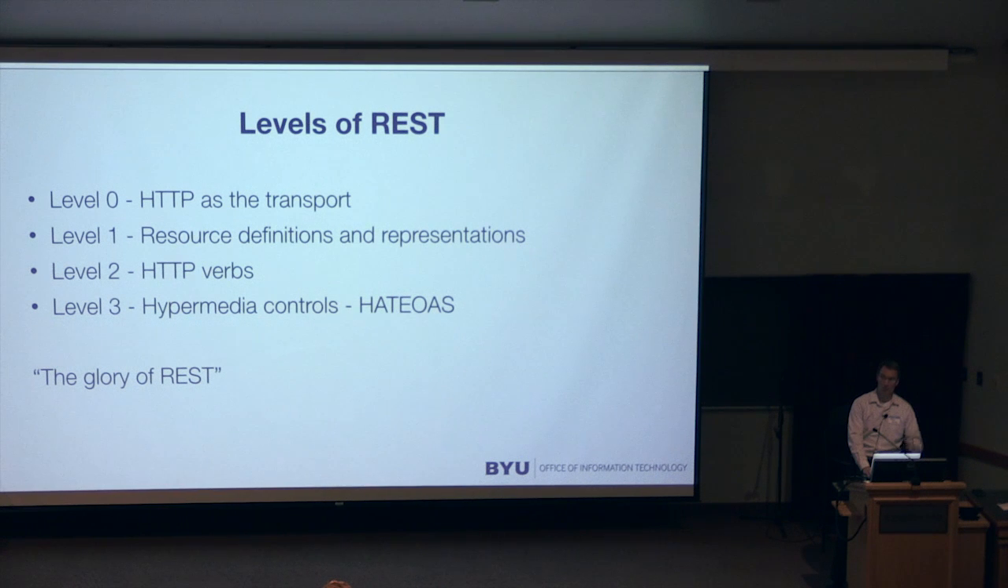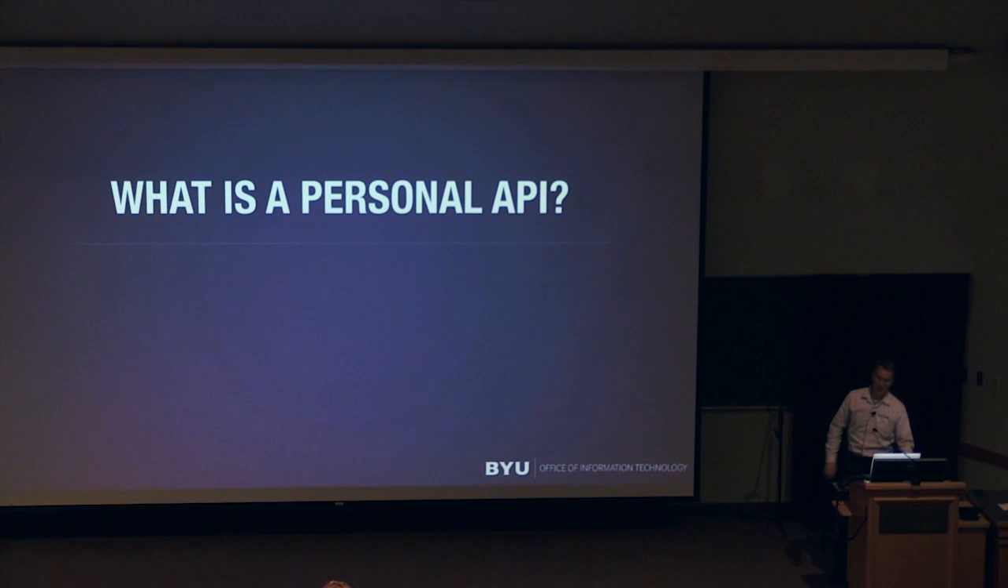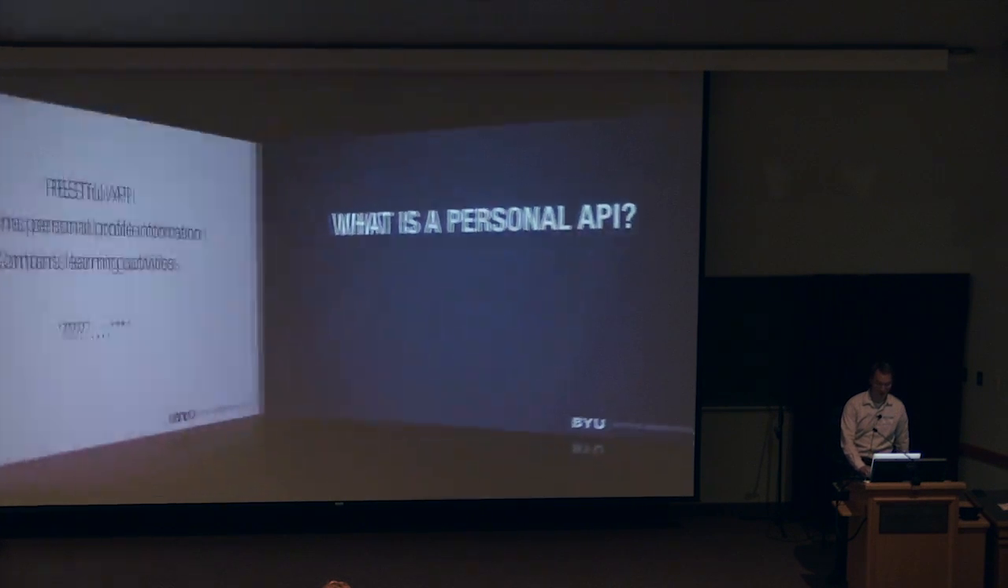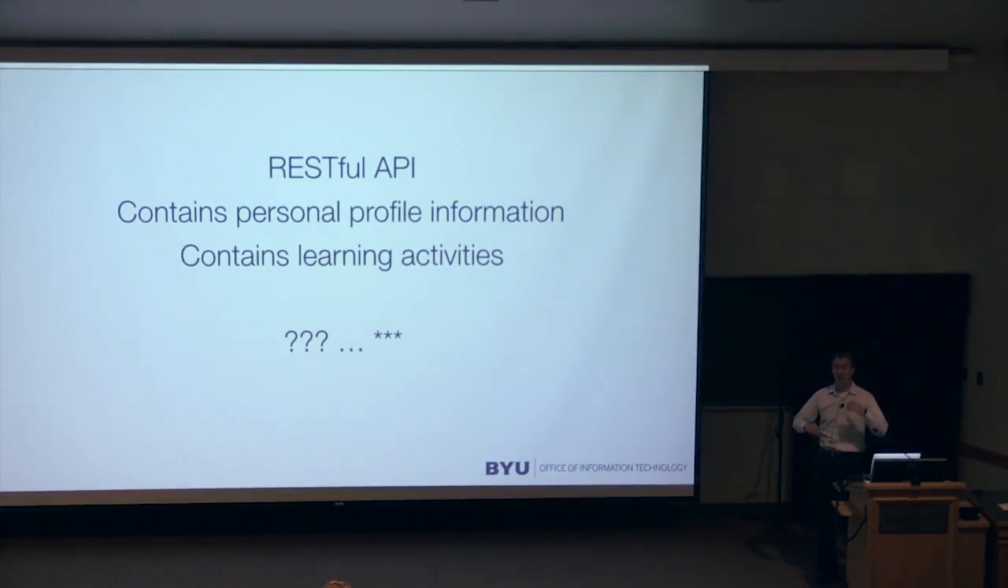And he says that's the glory of REST, when you do all of these levels. So now that we know what a RESTful API is, what is a personal API relative to that? Well, a personal API is a RESTful API. It represents or interacts with your personal profile information. So my personal API is how I get my address, information about me, my attributes, that people could interact with my personal API to get information about me.